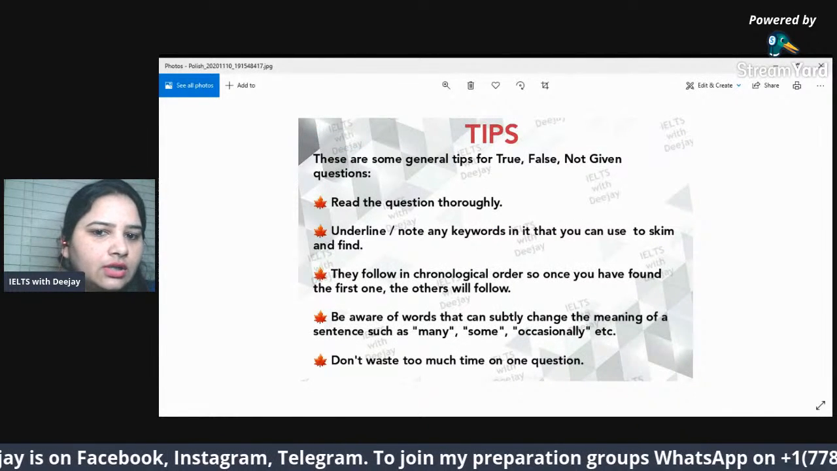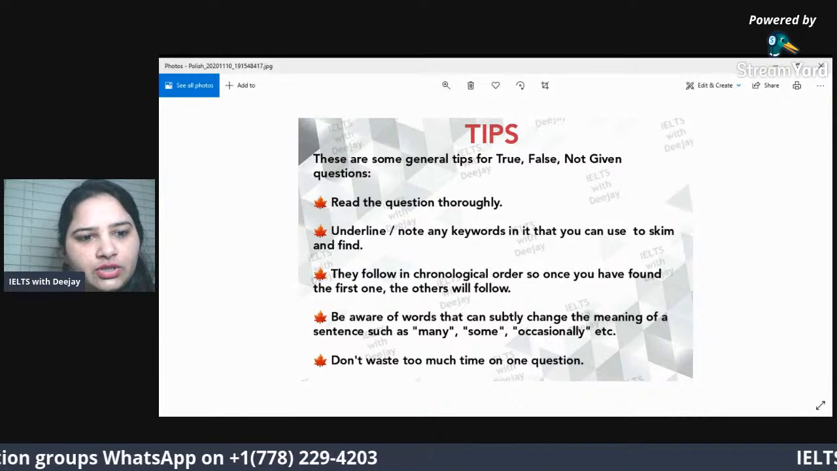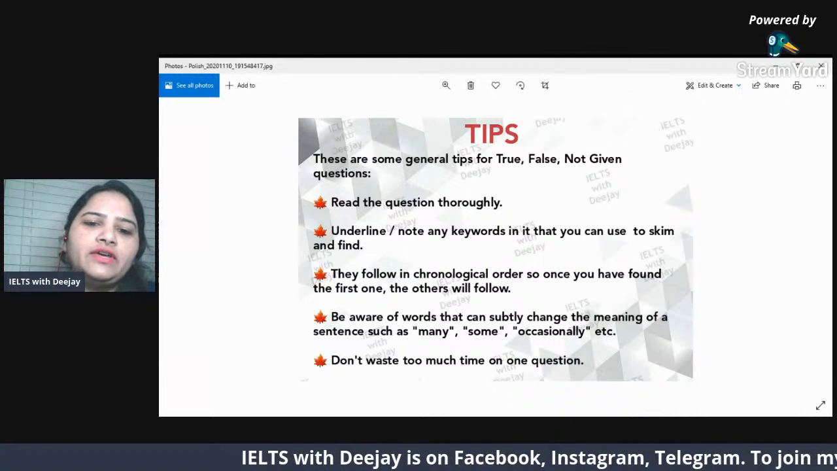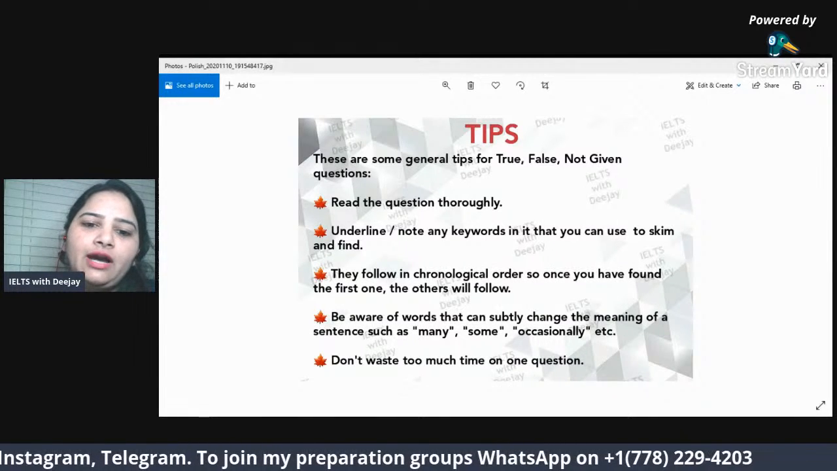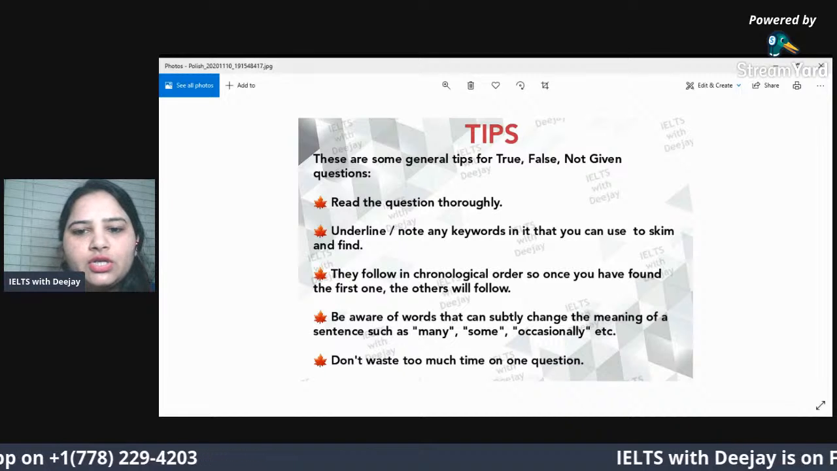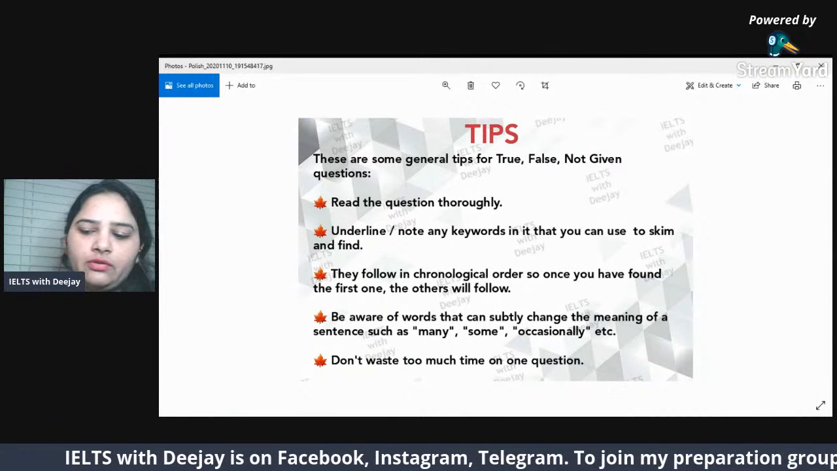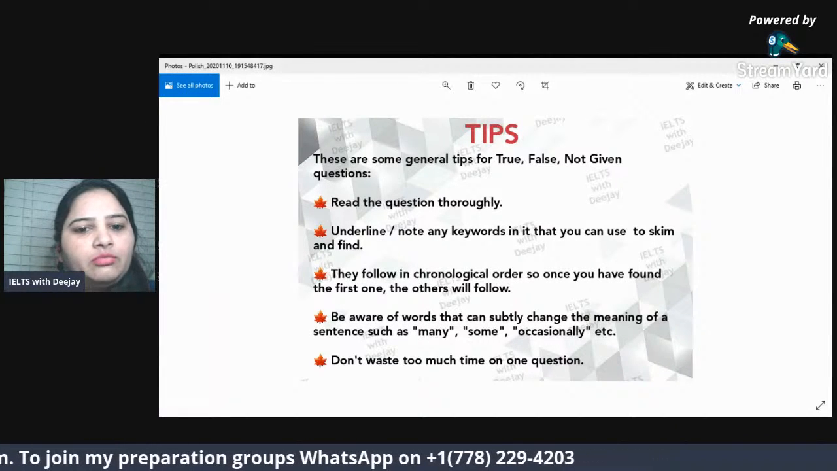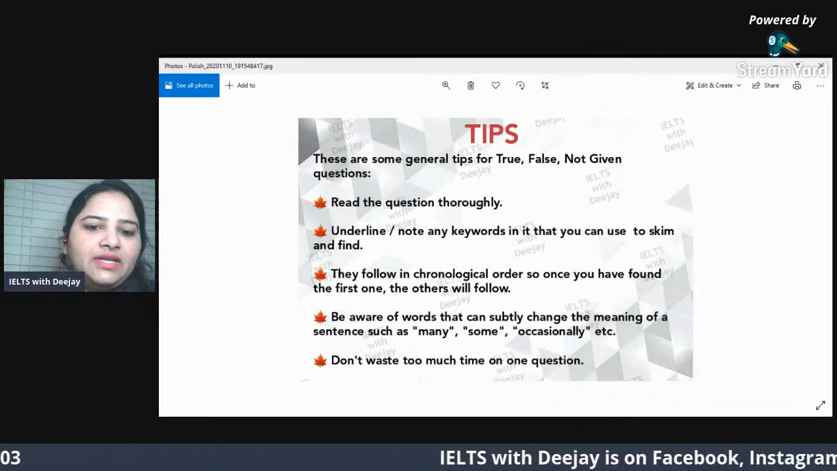You have to read the questions thoroughly, then underline the keyword, then skim to where the information is, then scan for the detail. These questions are always in order. So if you find the first one, the second will follow, and the third will be after the second, so it will be easy to find. Words like many, some, and occasionally change the whole meaning. And you do not have much time to waste on one question. Just read it, find it, and if you're not able to find it, move on to the next one. If you waste so much time on one question, it will be very difficult to complete your reading.